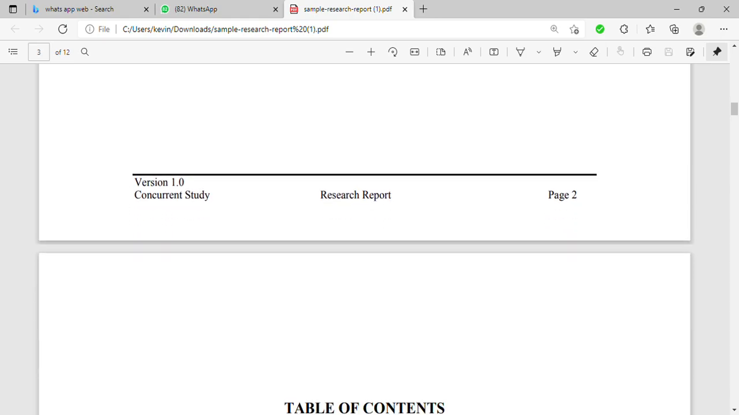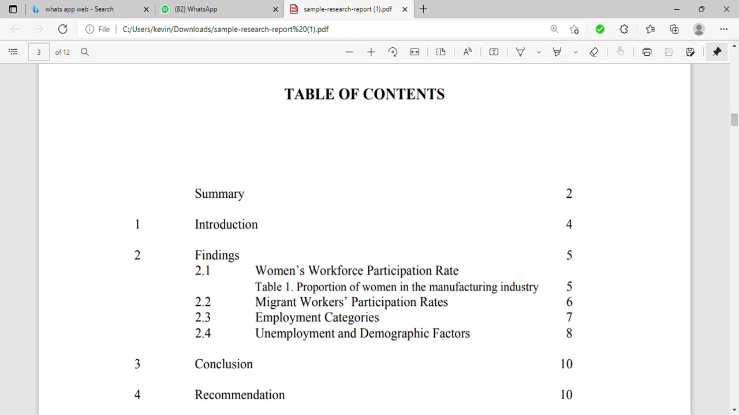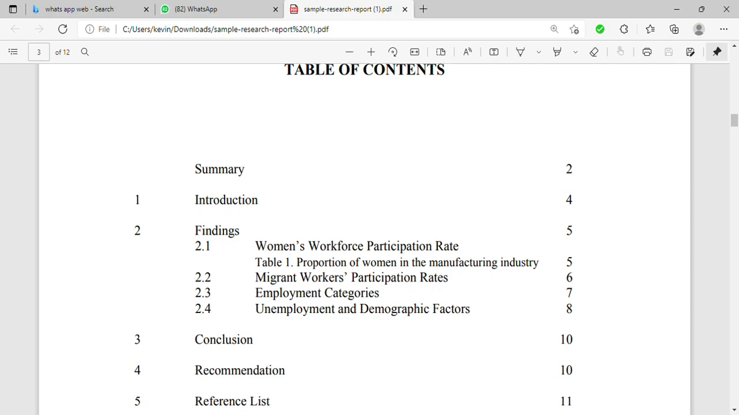We are still on the preliminary pages. Then we also have a page of the table of contents. This indicates the chapters and subchapters of the research study. So the table of contents: summary, the summary is on page 2. Then introduction is on page 4. The findings are on page 5.